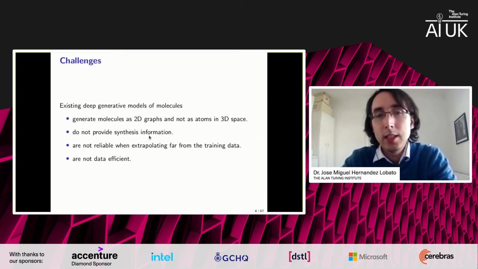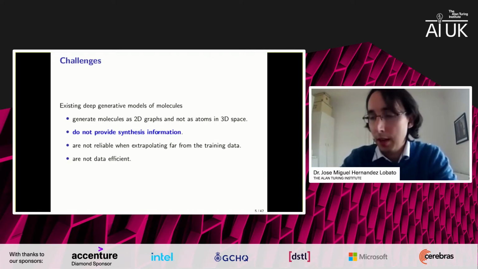One key thing also is that existing models don't provide synthesis information. They will just generate graphs without telling you how to synthesize the molecules corresponding to those graphs in practice. These models are also not reliable, and typically they will fail, for example, if you move to regions of latent space that are far away from your training data. So we're interested in making these models robust to avoid those problems. And finally, the methods are not data efficient. If you have, for example, different data sets from other problems that you may have solved in the past, you are not able to use that to make more efficient learning from limited data. So in my Turing AI Fellowship, I will be addressing these problems.